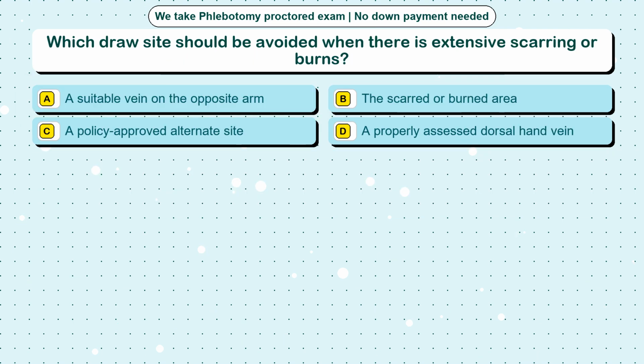Question 3. Which draw site should be avoided when there is extensive scarring or burns? Option A. A suitable vein on the opposite arm. Option B. The scarred or burned area. Option C. A policy-approved alternate site. Option D. A properly assessed dorsal hand vein.